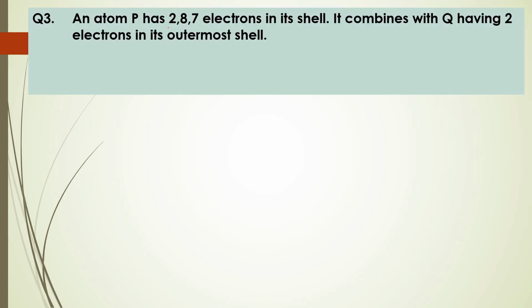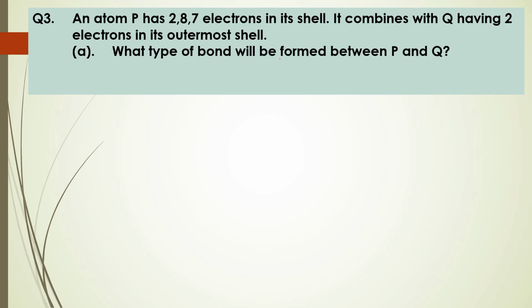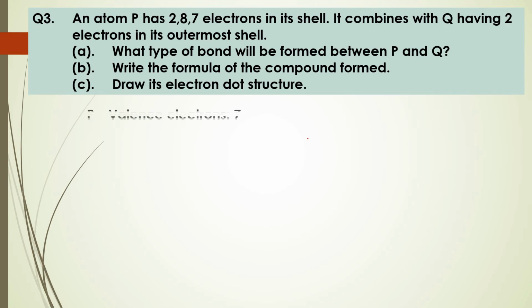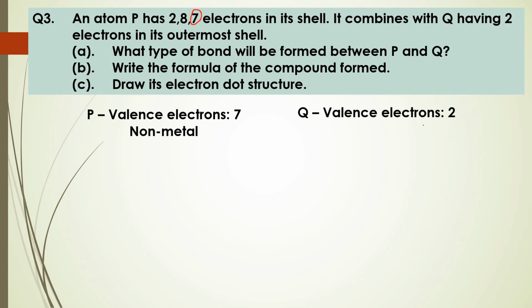An atom P has 7 electrons in its outermost shell. It combines with Q having 2 electrons in its outermost shell. A, what type of bond will be formed between P and Q? B, write the formula of the compound formed. And C, draw its electron dot structure. According to the question, P has 7 valence electrons, which means that P is a non-metal, whereas Q has 2 valence electrons, which means it is a metal.